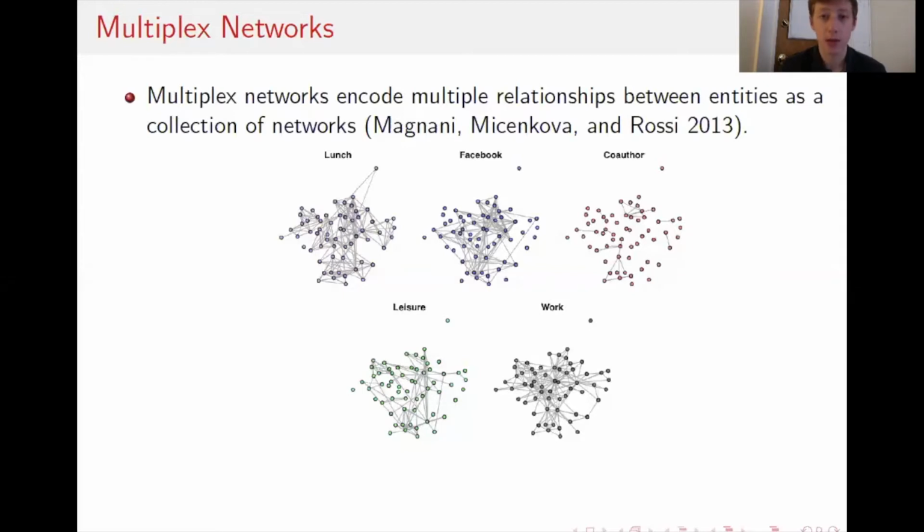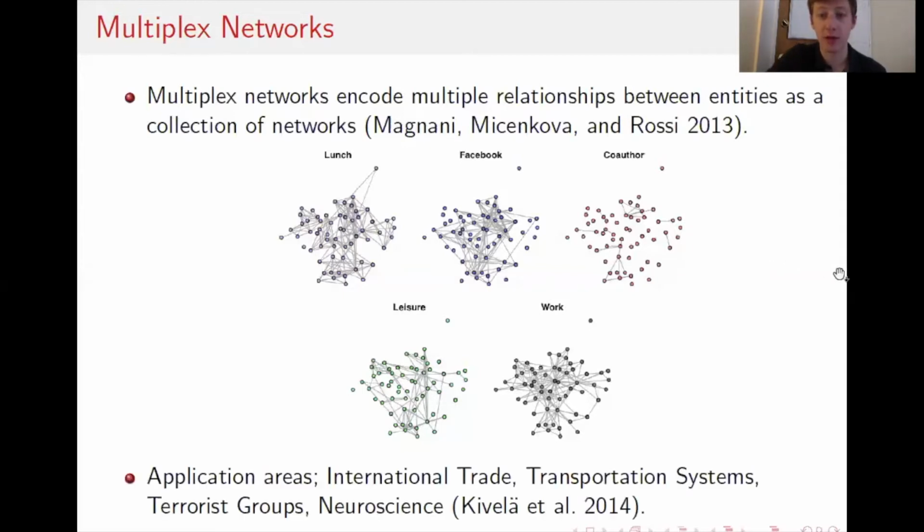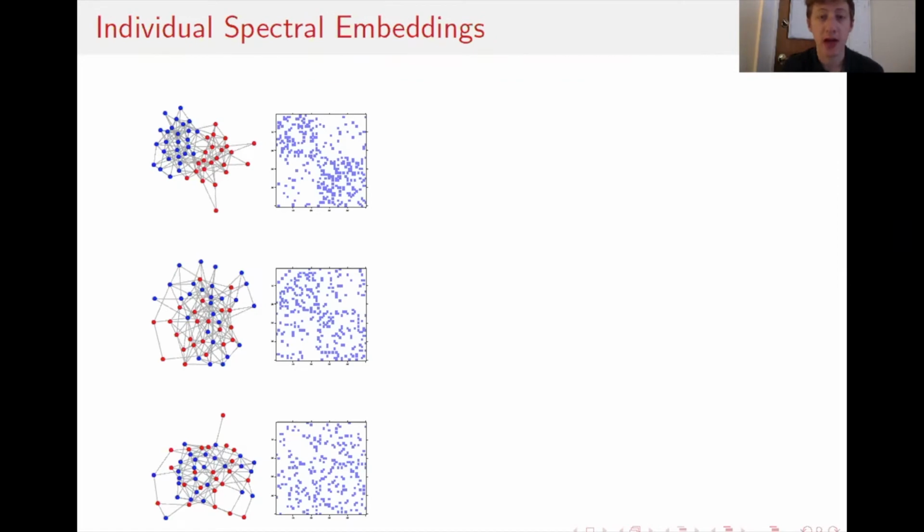So these networks show up in a lot of different settings, such as international trade, transportation systems, terrorist group modeling, and neuroscience. And we're going to be focused on ways in which you can analyze these networks. So as an initial attempt to analyze multiplex networks, what one could do is just use methods built for individual network observations and apply them to each one of the networks in the multiplex.